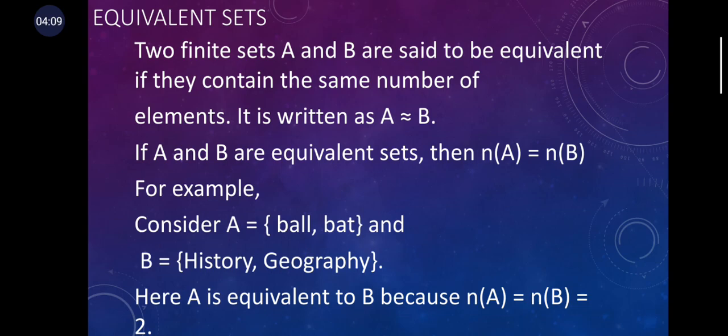infinite set. Equivalent set: two finite sets A and B are said to be equivalent if they contain the same number of elements. It is written as A ~ B. If A and B are equivalent sets, then n(A) = n(B). Here n(A) denotes the number of elements in set A, and n(B) the number of elements in set B. For example, considering A = {ball, bat} and B = {history, geography}, here A ~ B because n(A) = n(B) = 2.